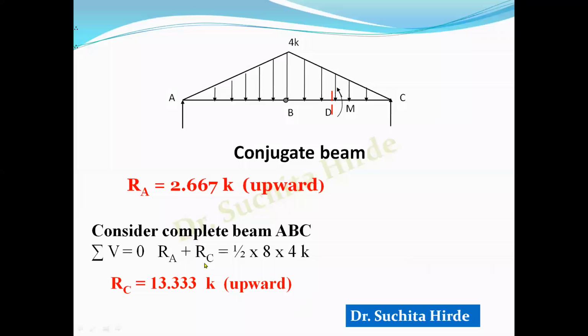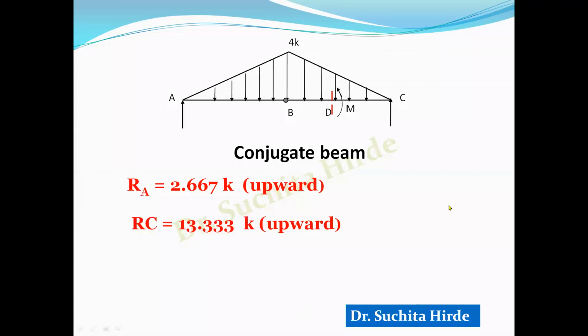So if you solve this equation, you will get reaction at C is equal to 13.333 K upward. Now next is to calculate this unknown moment M. Now let us see how to calculate that unknown moment M. Now we have calculated vertical reaction at A 2.667 and vertical reaction at C 13.333 K in upward direction.